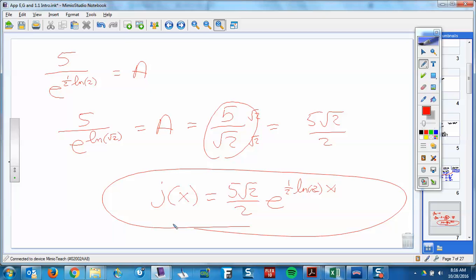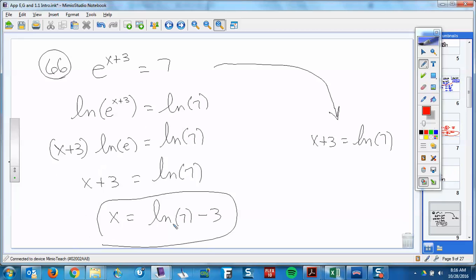Now I can do some other stuff, like I can find j of 3 or j of 7, and then I could plug in a 7 or find some values that they wanted to indicate. All right, good. Anything else on Appendix E? That was our last one on Appendix E.